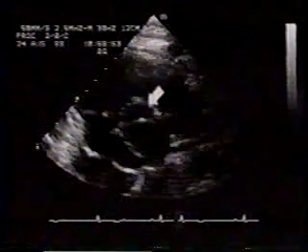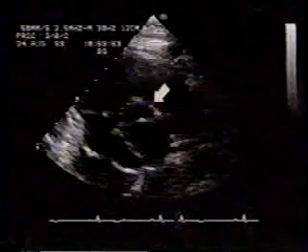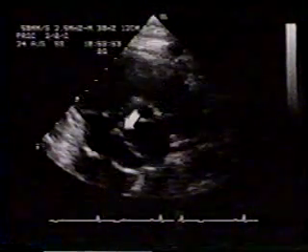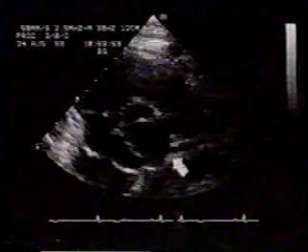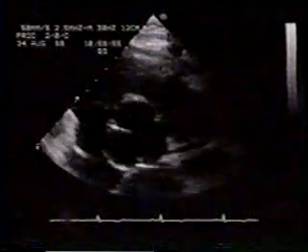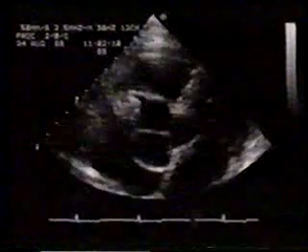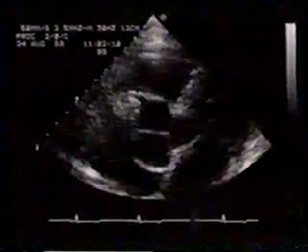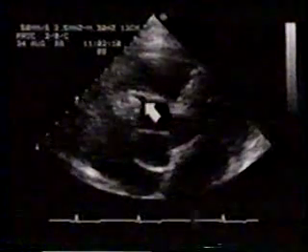This is a parasternal short-axis view of the aortic valve from an 82-year-old male. The coronary sinuses are slightly enlarged. The transducer has been tilted to image the left main coronary. Now the transducer has been tilted to image the ostium and very proximal portion of the right coronary artery.